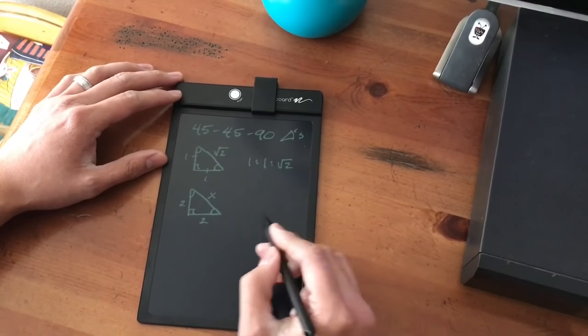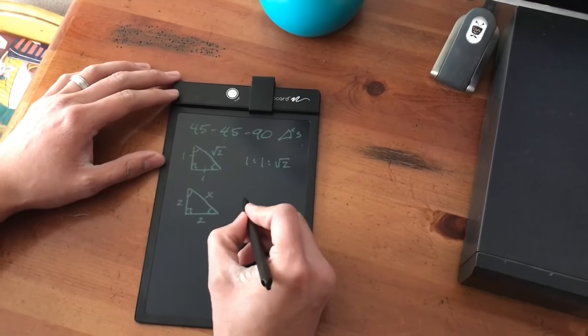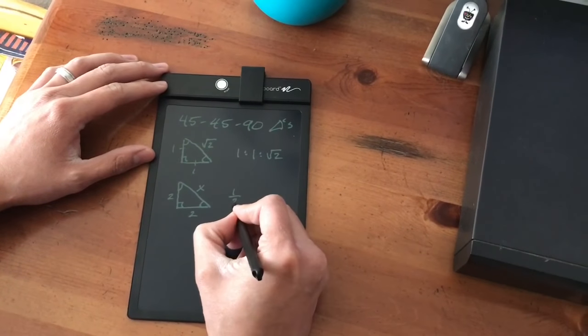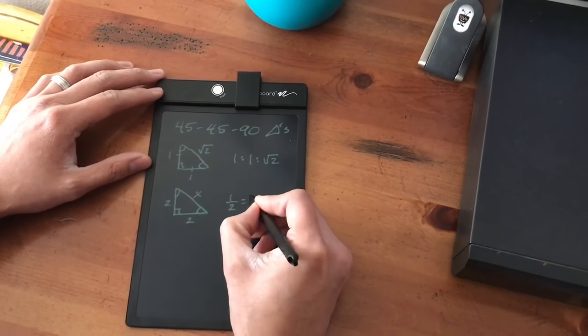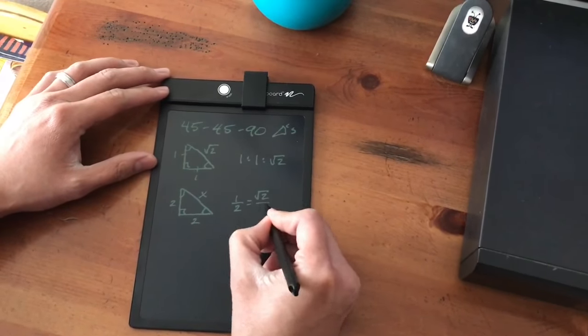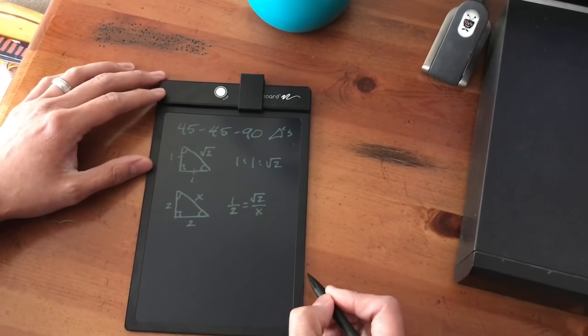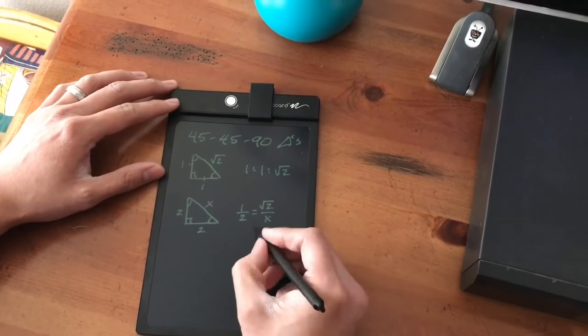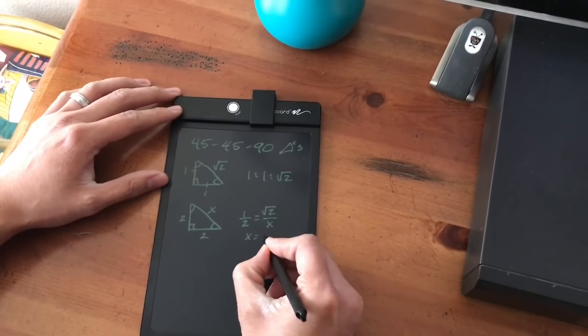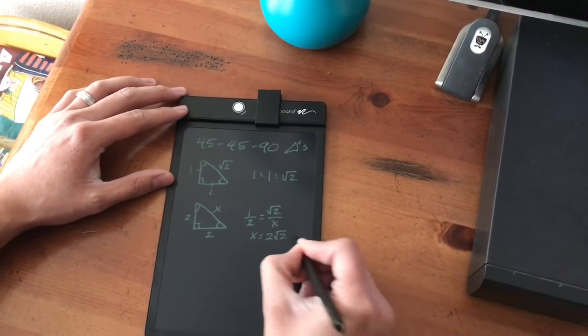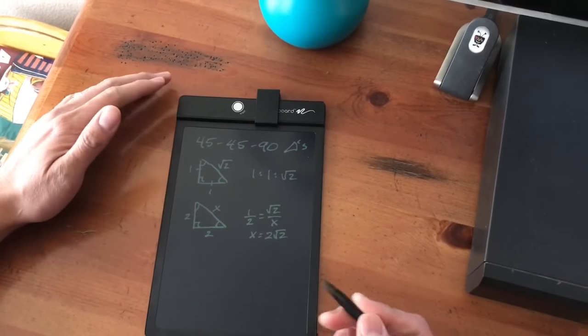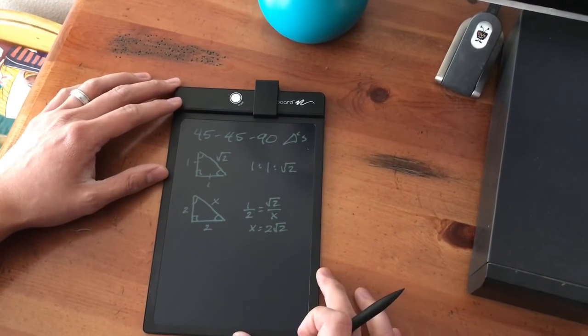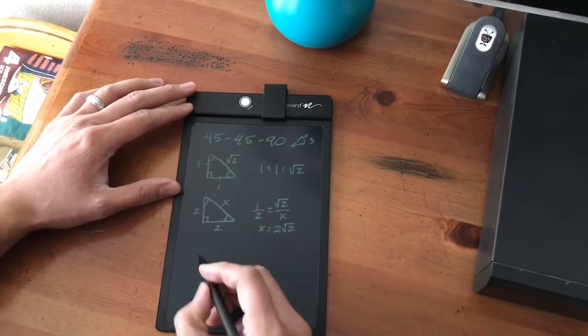for x. And so if we match up the similar sides, we would get 1 over 2 is equal to the square root of 2 over x. And then when we cross multiply, you'll see that x is equal to 2 root 2, or 2 times root 2. Right? And so let's do one more example.